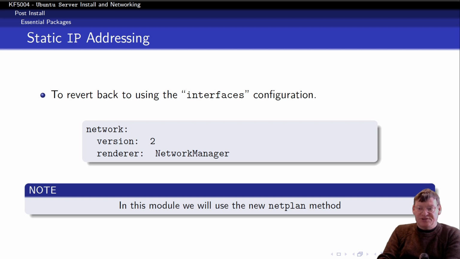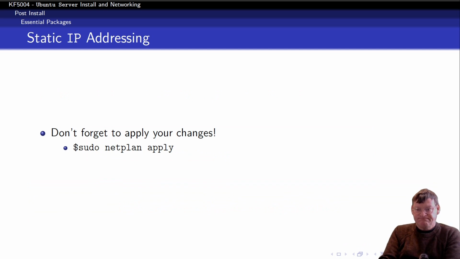If we wanted to actually disable netplan altogether, all we would do is change the renderer from being networkd to NetworkManager. However, this is just in case you come across machines that are doing this and you want to revert it back to netplan. Our module is only going to be using netplan, nothing else. As I said, don't forget, any changes you make, you must reapply them with netplan apply.